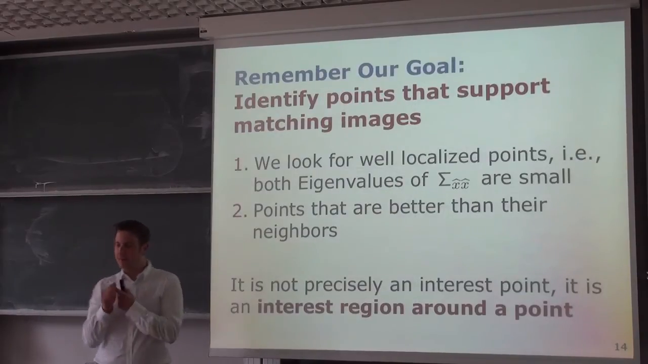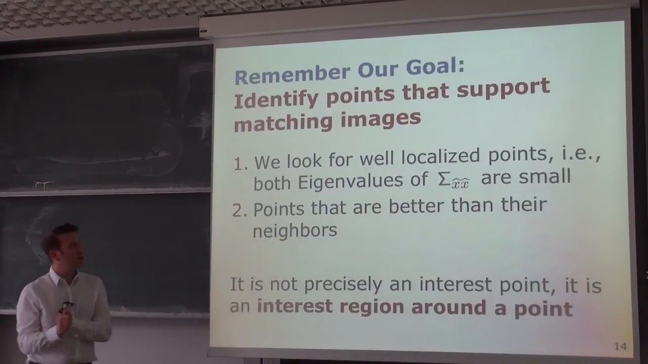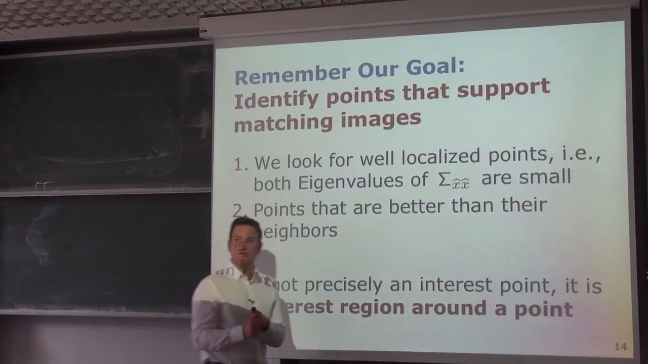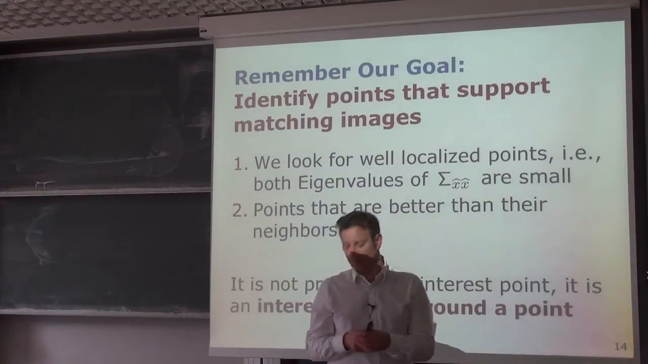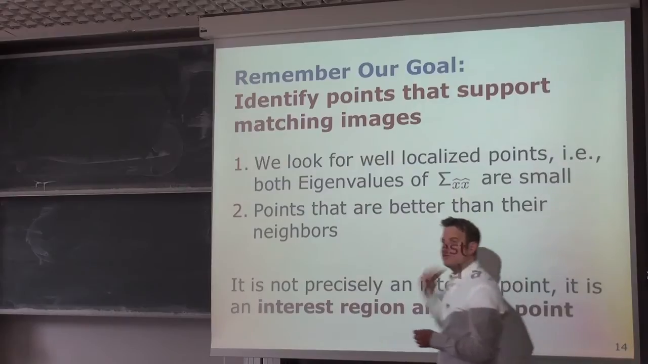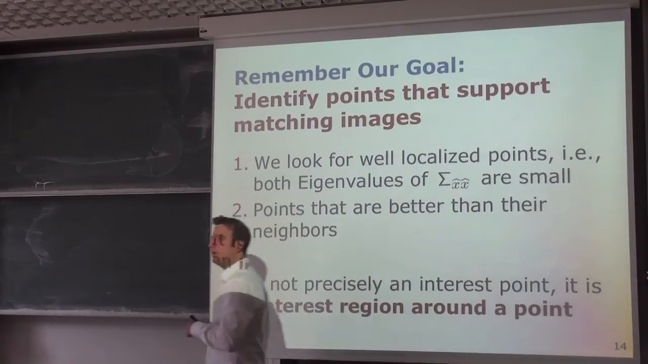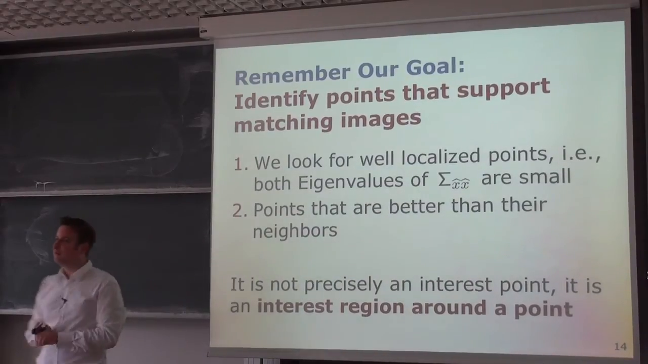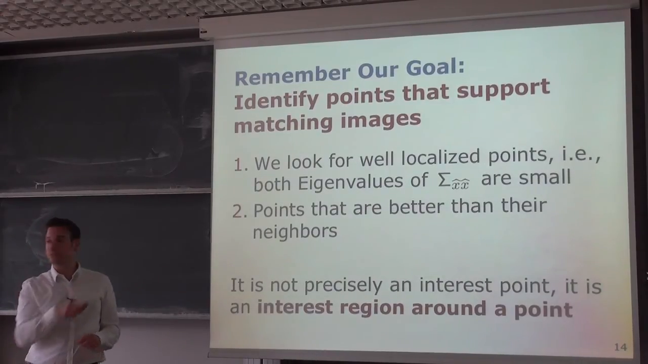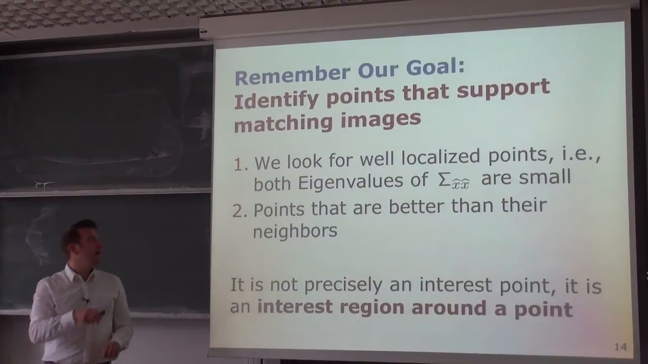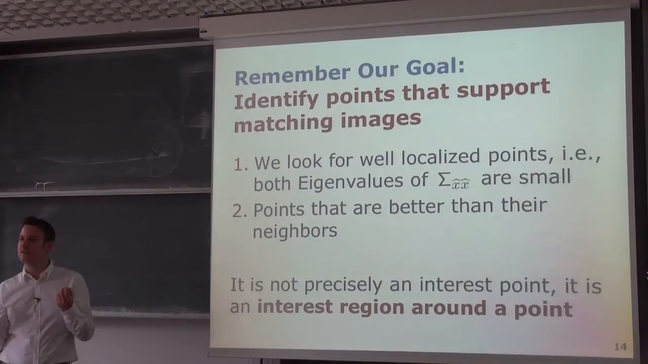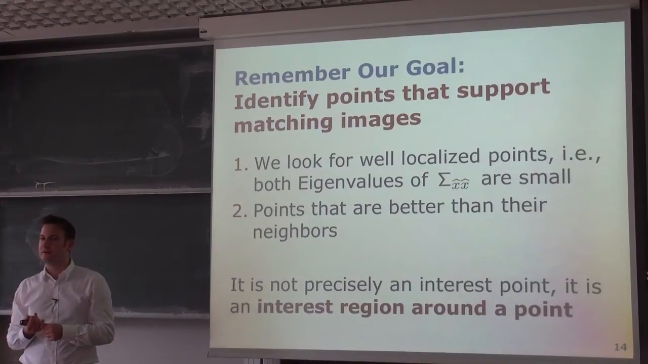Okay, so let's go back and remember what our goals were. The goals were that we want to find image regions or points, considering their local neighborhood, where the uncertainty with respect to the shift is small. That means that the eigenvalues of this covariance matrix are small, so both should be small. And we want points which are better than their neighbors, so one of these distinct points that we want to find.